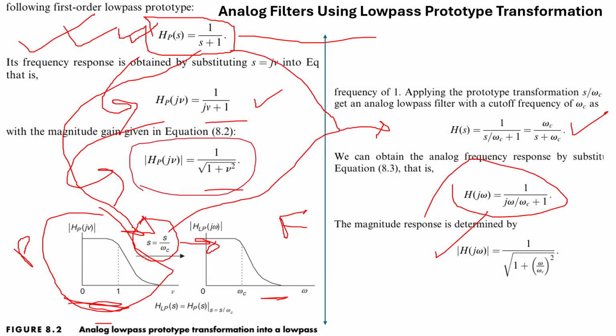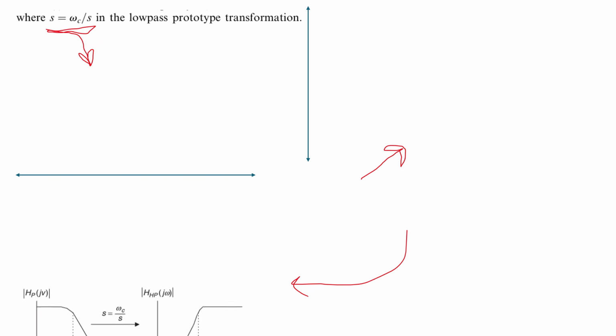Similarly, if you replace s by different terms, you will get the high pass, band pass, and band stop filters, all of these. This is one of the important ones. If you remember this prototype, it will be very easy to design any type of filter. This is the most important prototype. Okay, so let's see how to replace the value.